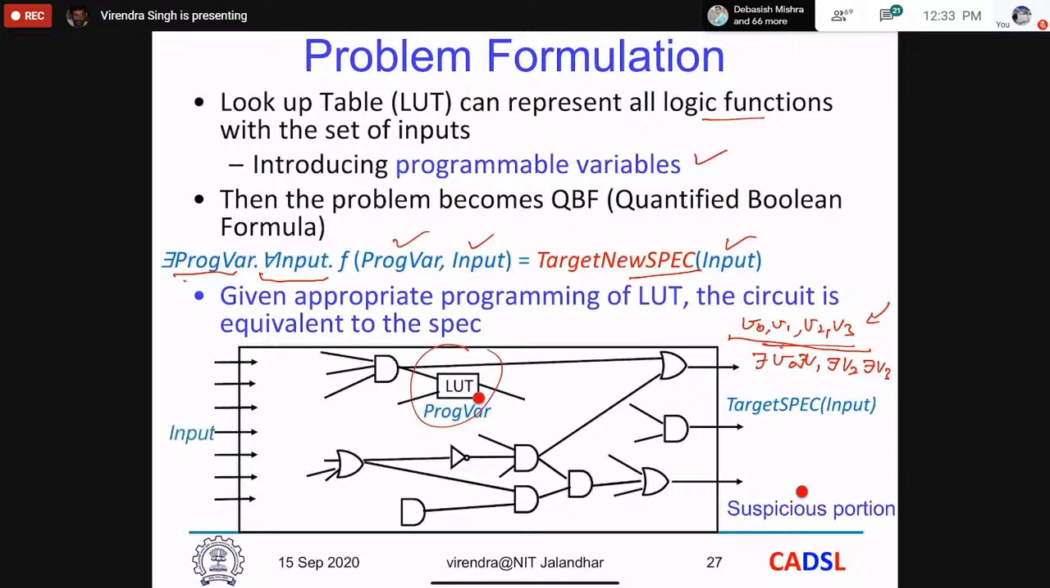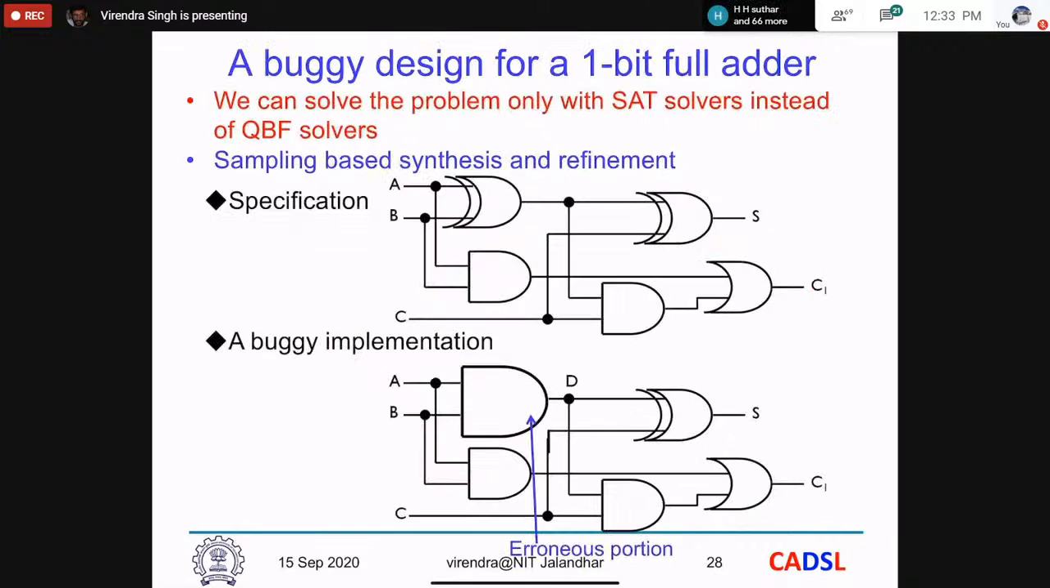Now this formulation is QBF, right? Because it has some existential quantifier and some for-all quantifier. There exists some function for this; some function means the values of these variables that are in my lookup table, such that my function will evaluate correctly. Yes, sir. So now let's come back to the same problem.